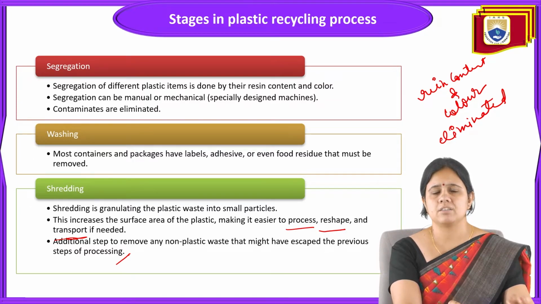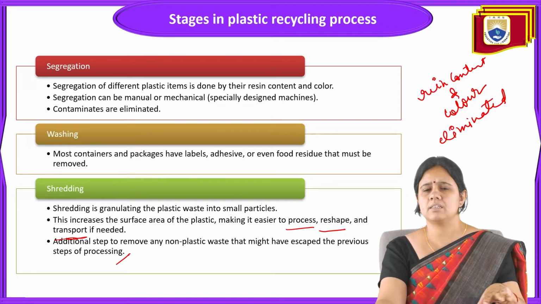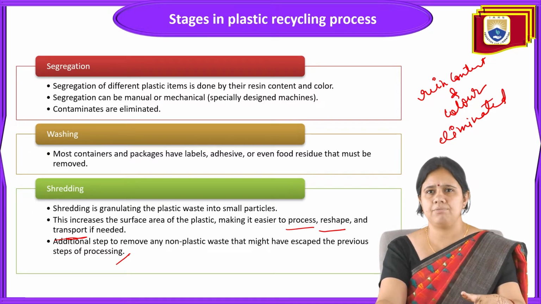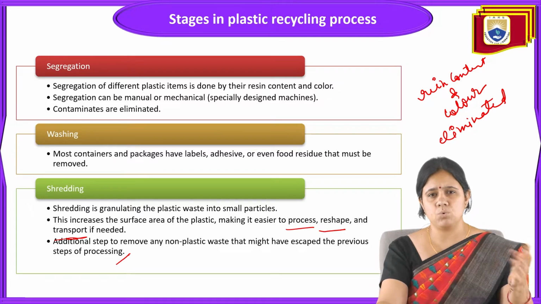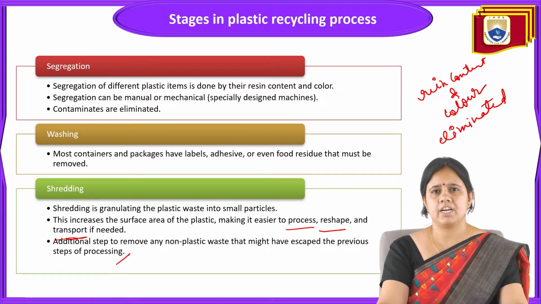Next is shredding. Shredding is granulating the plastic waste into smaller particles. This increases the surface area of the particles, and it will be easier to process, reshape, and transport the plastic. And one more additional step in this shredding is to wash the particles and make sure that no non-plastic waste is there.